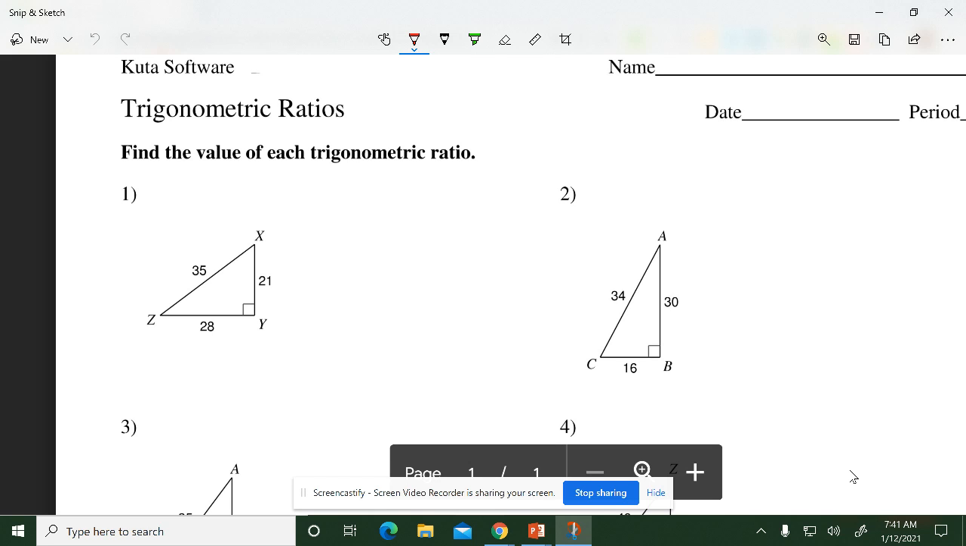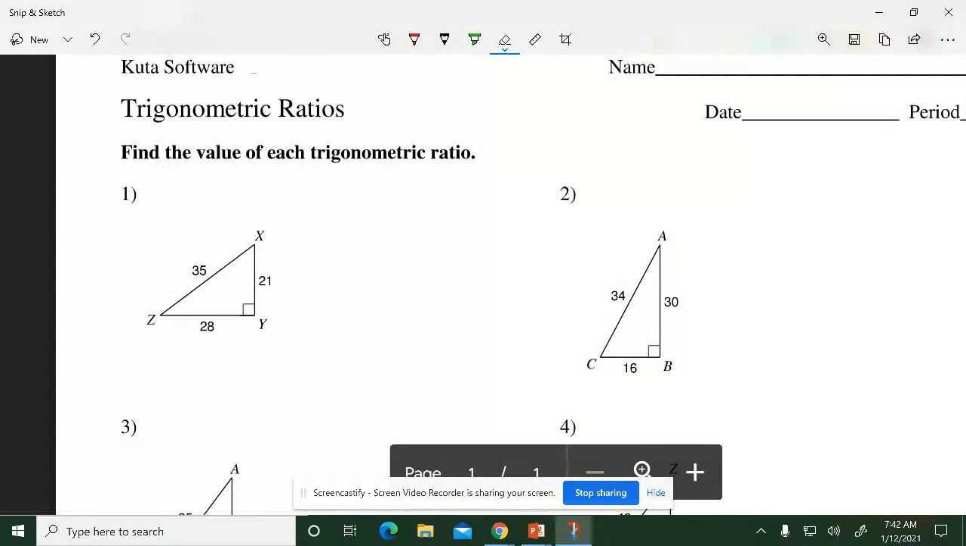All right, we had some questions about this assignment. I don't think I did a good job of giving instructions for it. So here's what I want you to do with the trig ratios. I'm just going to do number one right here. What I want you to do is take each of the angles that's not a right angle. So we're going to work with angle X and with angle Z. And for those two angles, I want you to find all 6 of the trig ratios.